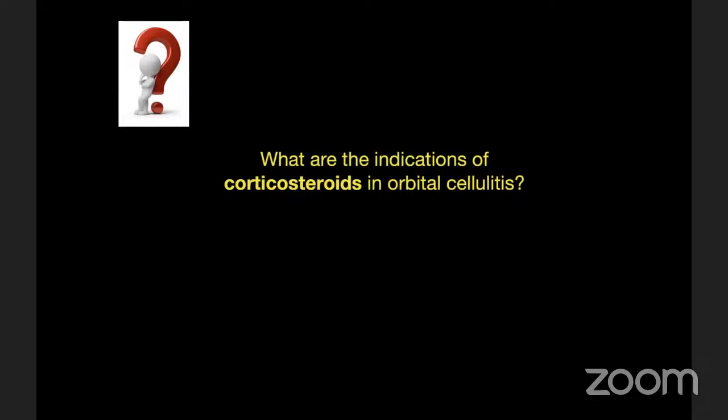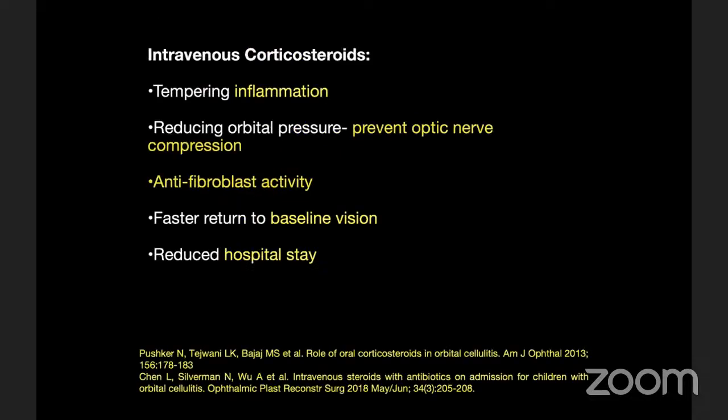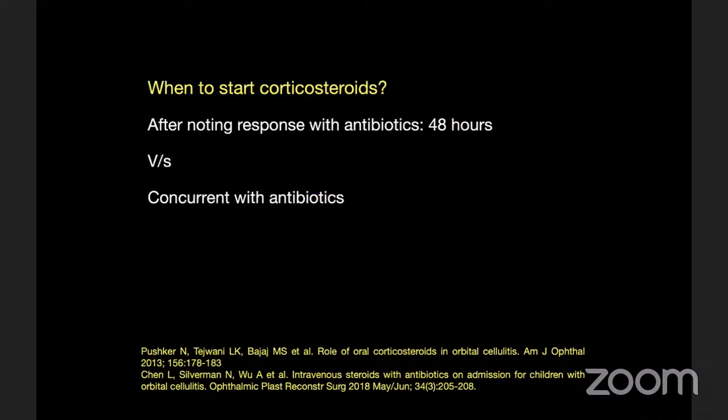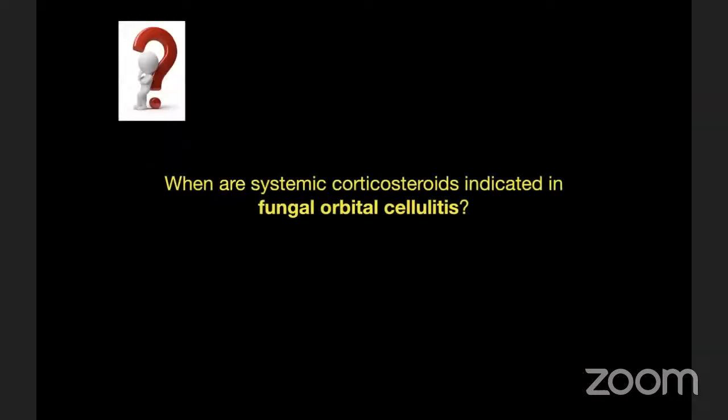The last aspect of orbital cellulitis is, what are the indications of corticosteroids? These would be intravenous corticosteroids when there is inflammation to temper. They help reduce the orbital pressure and prevent optic nerve compression. They have antifibroblast activity, there is quicker return to baseline vision, and reduced hospital stay in admitted patients. When would you initiate them? We already discussed this: when there is no response to antibiotics or routine therapy after 48 hours of antibiotic coverage, that is when you would treat with them.